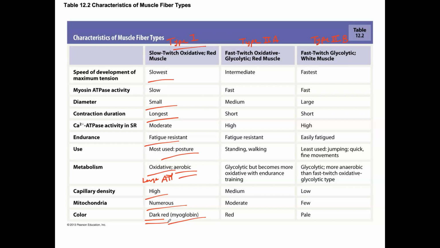For fast twitch oxidative glycolytic, the type 2A cells, these again are the intermediate kinds of cells, and these are the ones that have more plasticity where they can shift towards slow twitch or shift towards fast twitch in order to change the activity of the cell based on the type of training that you are actually doing and influencing those cells to be one variety or the other. In terms of speed of maximum tension, these are intermediate in their speed of generating tension.